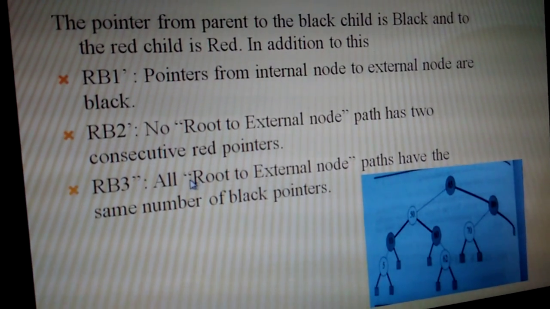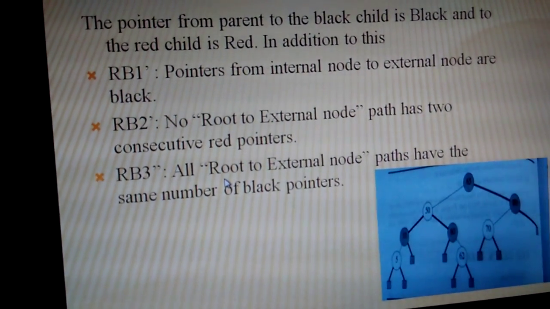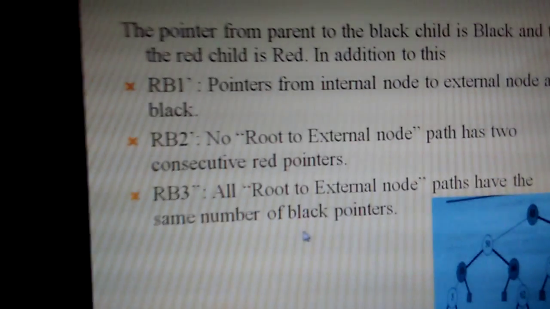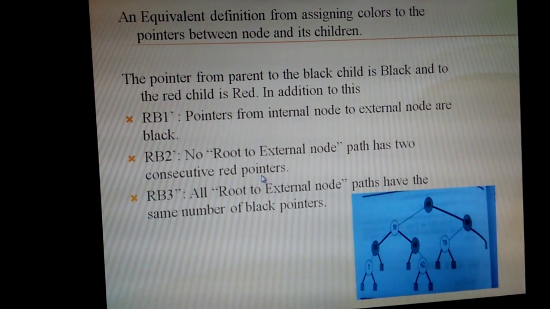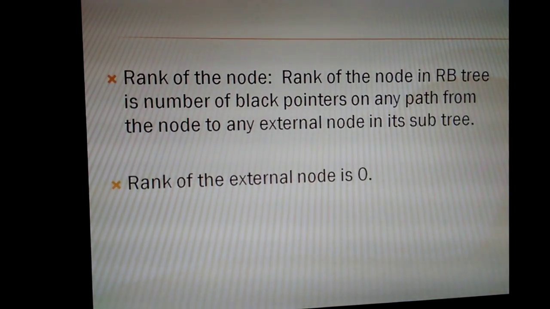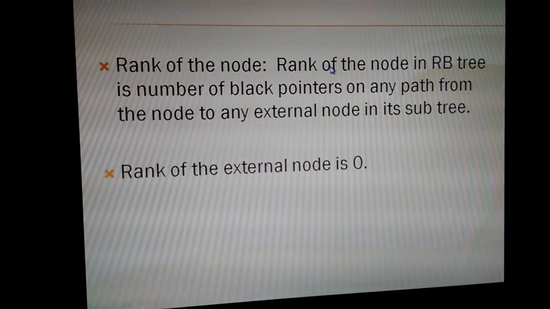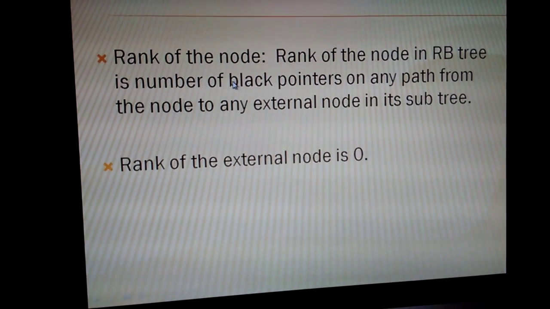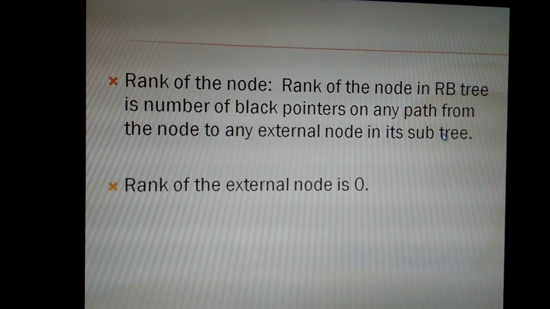So from the root to each external node there is the same number of block pointers. Same number of block pointers in the sense this is 2, this is 2. So this is also satisfying property 3. Coming to the rank of a node, the rank of the node in the red black tree is the number of block pointers on any path from the node to the external node in its subtree.